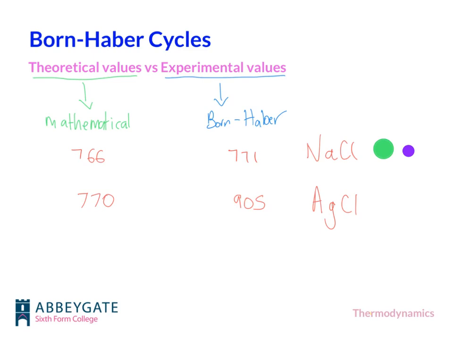So let's draw on. We've still got our silver here, but our chlorine is going to be a much more distorted shape as the cloud around the negative ion gets distorted by the positively charged silver.